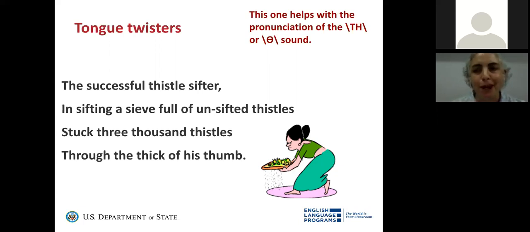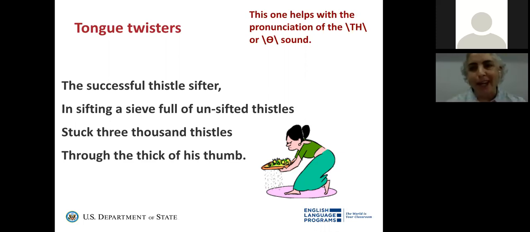Okay, let's try that one more time. Let's try this one more time as fast as we can, because tongue twisters are more fun if we say them quickly. The successful thistle sifter, in sifting a sieve full of unsifted thistles, thick of his thumb.